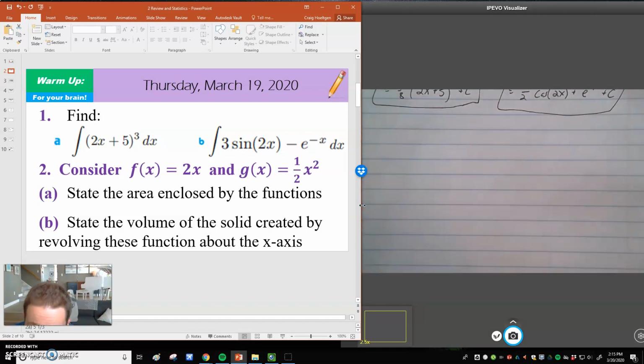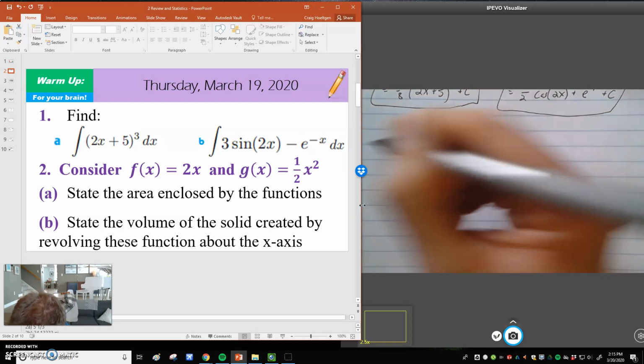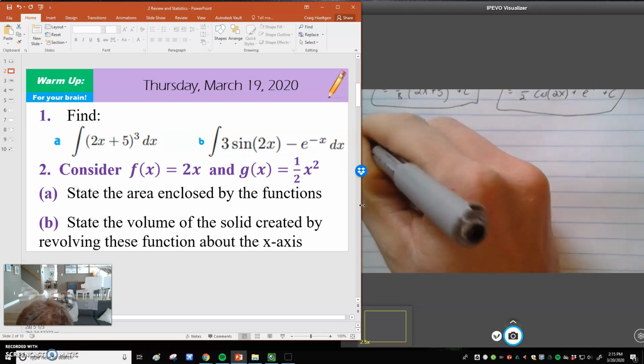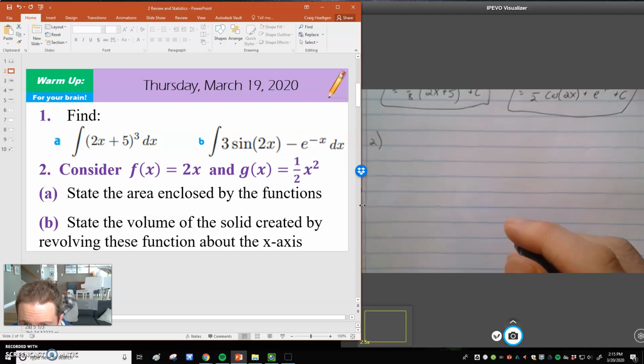All right, part 2. So here we have the area enclosed first. State the area enclosed by the two functions. Just as a brief sketch of what these two functions look like, let me sketch this for us.